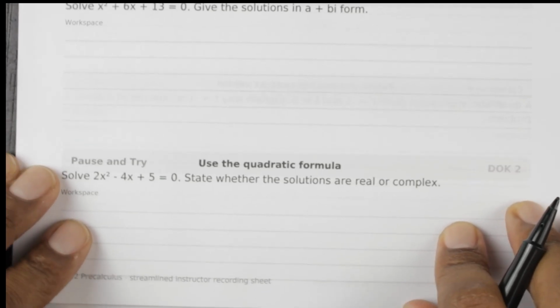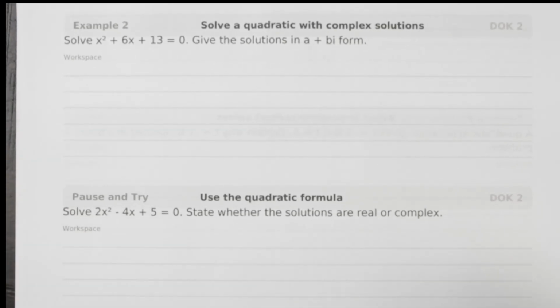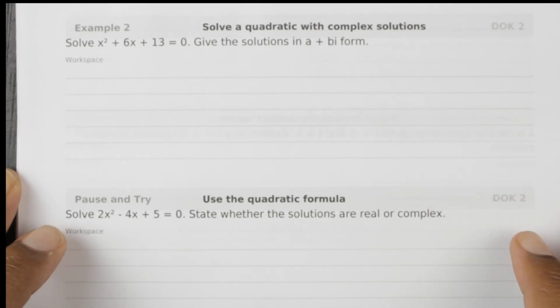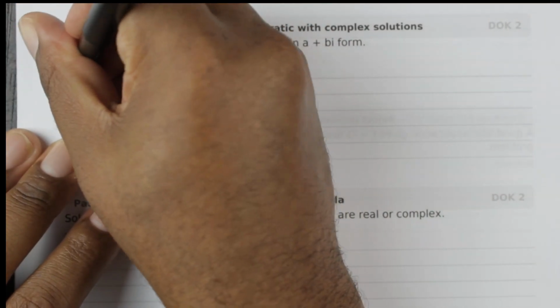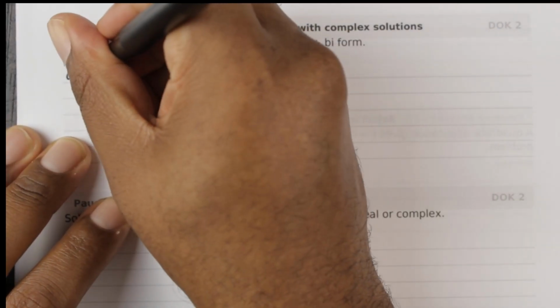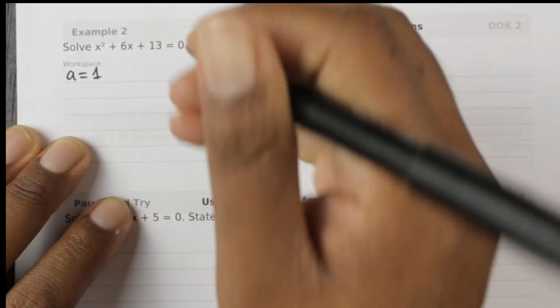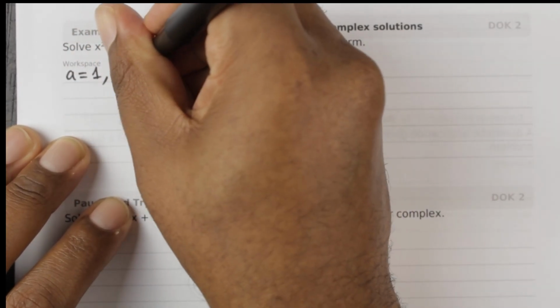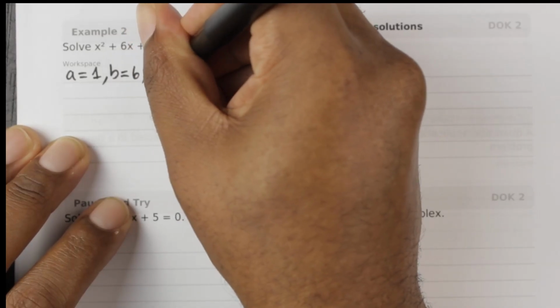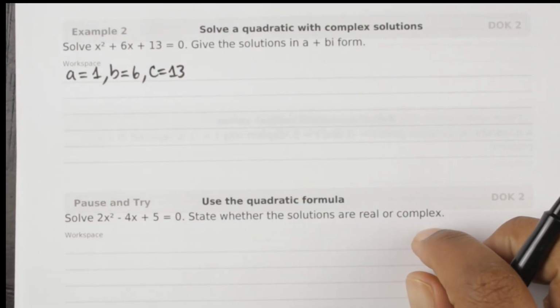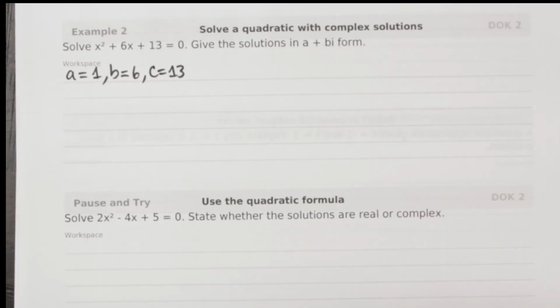Example number 2, solve the quadratic with complex solutions. So we need to solve x squared plus 6x plus 13 equals 0, and give the solutions in a plus bi form. Okay, so what we're going to do is use the quadratic formula. All right, we need to identify parts. So we have a that's going to equal 1. x squared has a coefficient of 1. And we have b, which is going to be 6, and c, which is 13. Now we're going to substitute into the quadratic formula.